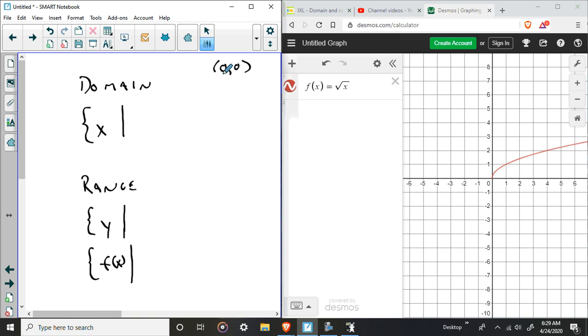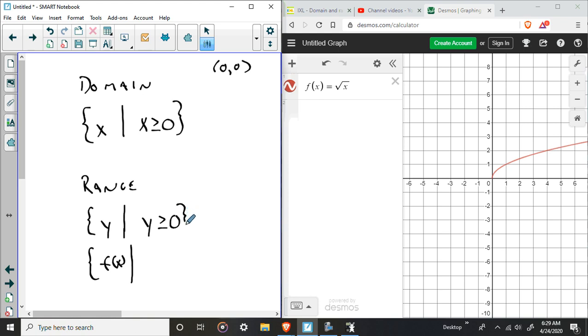So in this case, what is your domain? Your domain is anything from 0 and on up, right? So your domain is a set of x, and what do we want to know? X has got to be greater than or equal to 0, right? Any number greater than or equal to 0, right? And your y values in this case would be the same thing. All your y values have to be greater than or equal to 0.